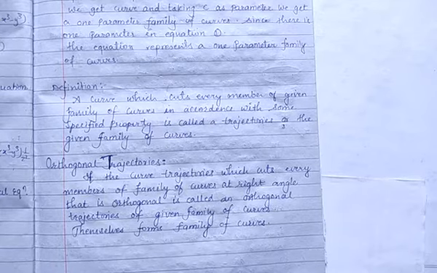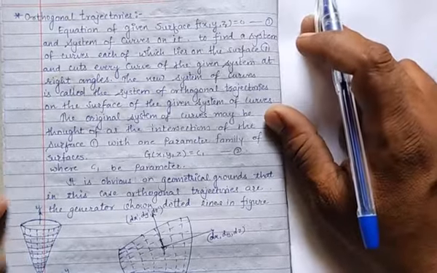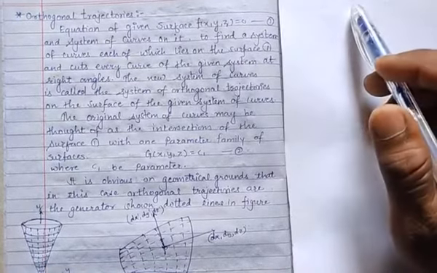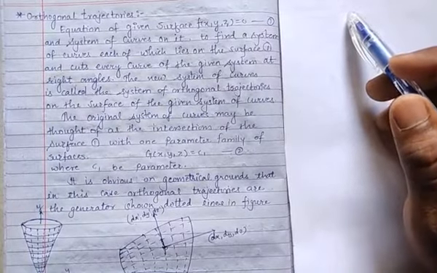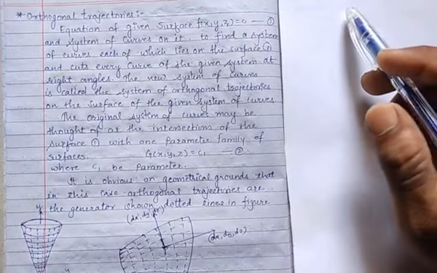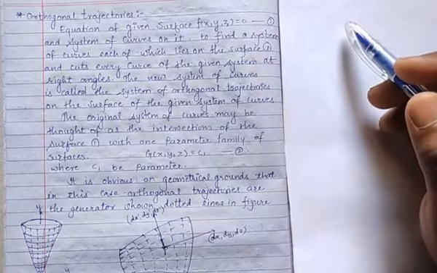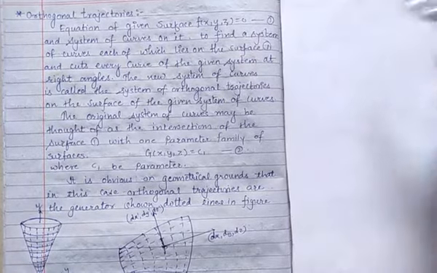Therefore, themselves they form a family of curves, the orthogonal trajectories. So, the equation of the given surface is f of x, y, z is c, and there is a system of curves on it. To find a system of curves, each of which lies on surface 1 and cuts every curve of the given system at right angle, the new system of curves is called the system of orthogonal trajectories on the surface of the given system of curves.